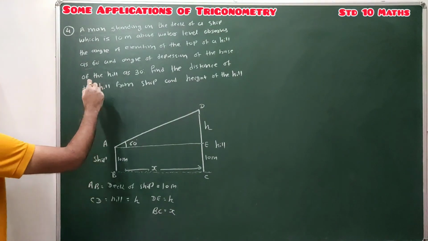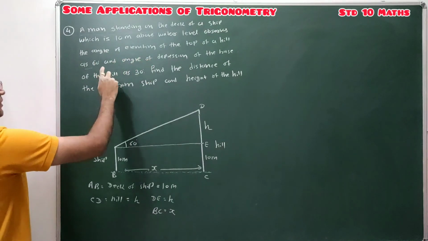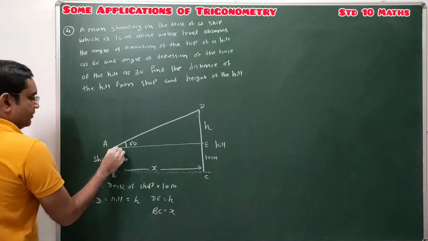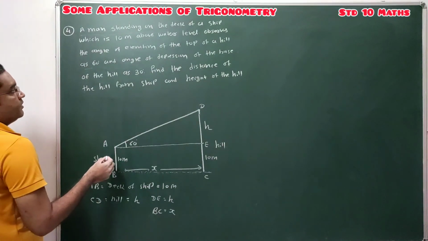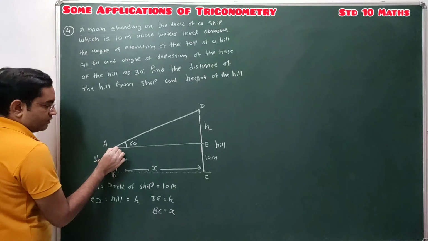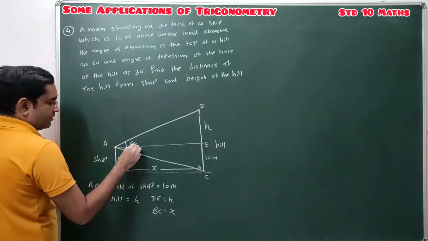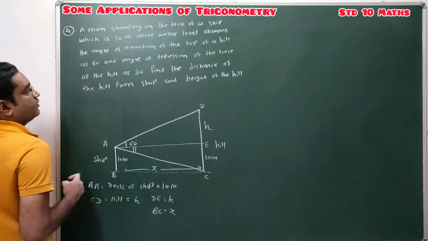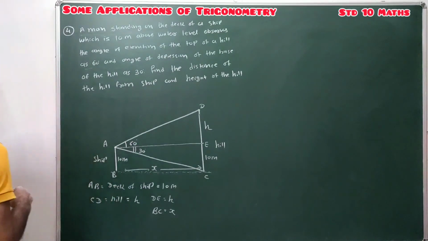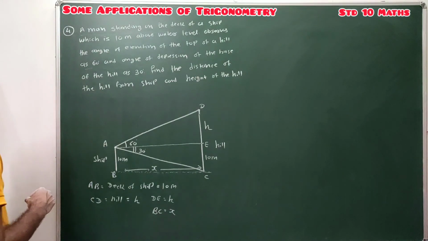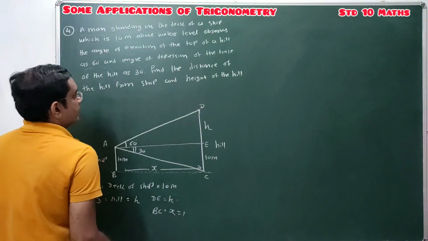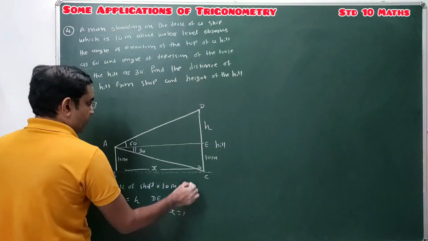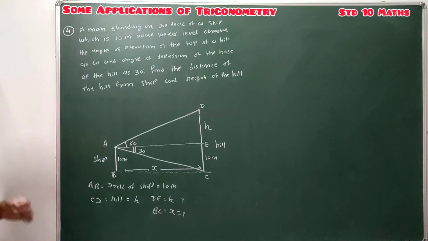Now continue with the question. He observes the angle of elevation of the top of the hill as 60 degrees, and the angle of depression of the base of the hill. Observing the base of the hill, it will form an angle of depression. So the angle of depression with this horizontal line is 30 degrees. Find the distance of the hill from the ship, X, and find the height of the hill. After finding H, we will get DC, which is the height of the hill. That is our question.